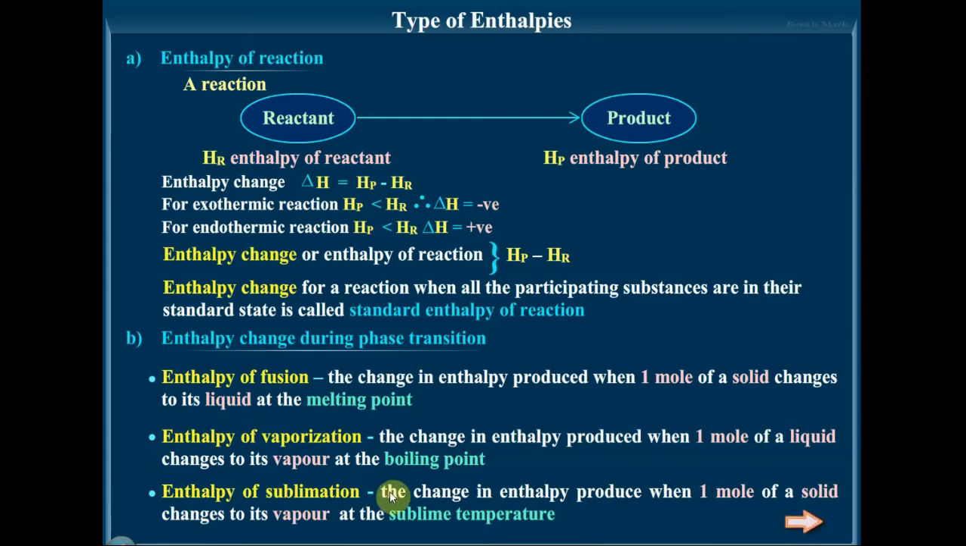So here the change in enthalpy produced when 1 mole of a solid changes to its vapor at the sublimation temperature, that is below its melting point. You can take an example of carbon dioxide solid, 1 mole. Okay, the coefficient has to be 1 there. So CO2 in the solid state getting converted to CO2 in the gaseous state. So that enthalpy change, delta H, is called the enthalpy of sublimation.